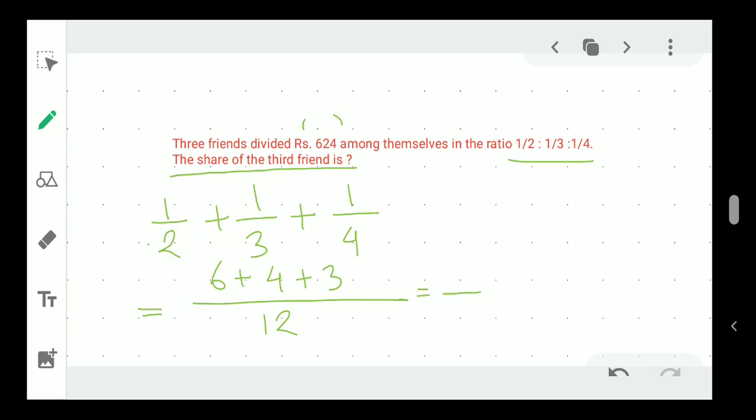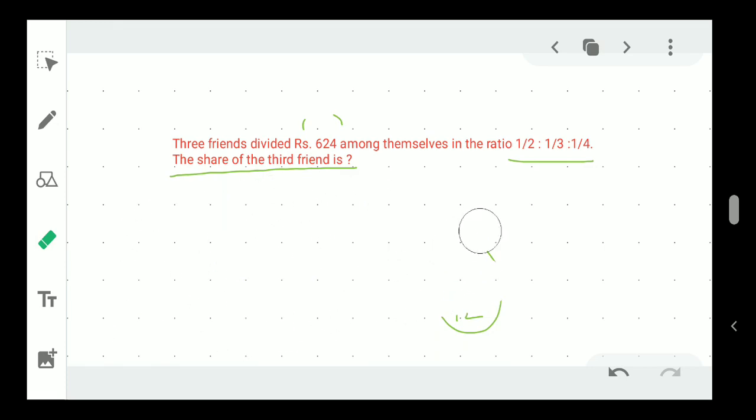Okay, fine. So this is 13 by 12. We cannot say that this is the total money, right? Because it's not coming the same. Okay, let us do something else. If we take help of algebra, let us see what we can do.